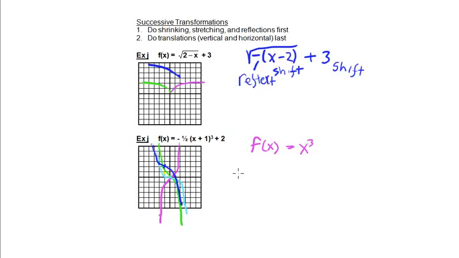So our final graph is the dark blue one, and again we can see that the important inflection point is shifted to the left by 1, so it's at x is -1, and it's shifted up by 2, so it's at y is equal to 2. And again, it has this S-curve shape from the cube, but it is flipped upside down from the minus sign, and it's a little bit squat and short because of the 1/2.